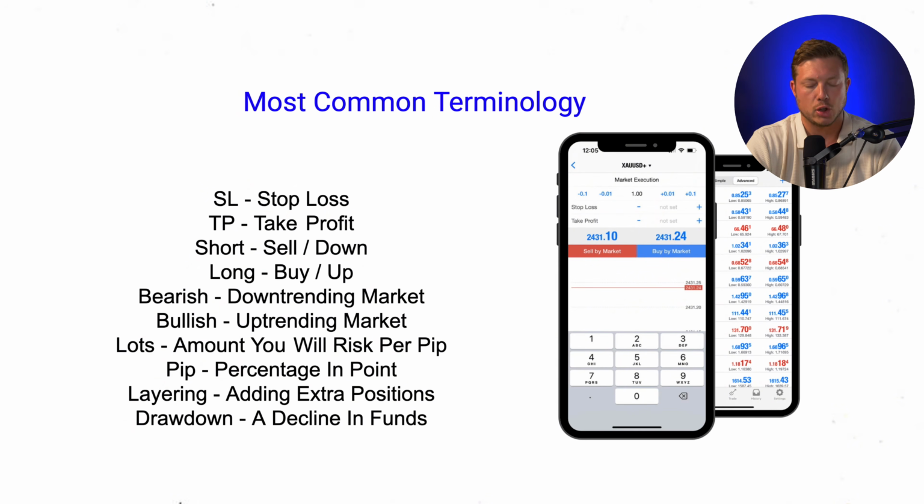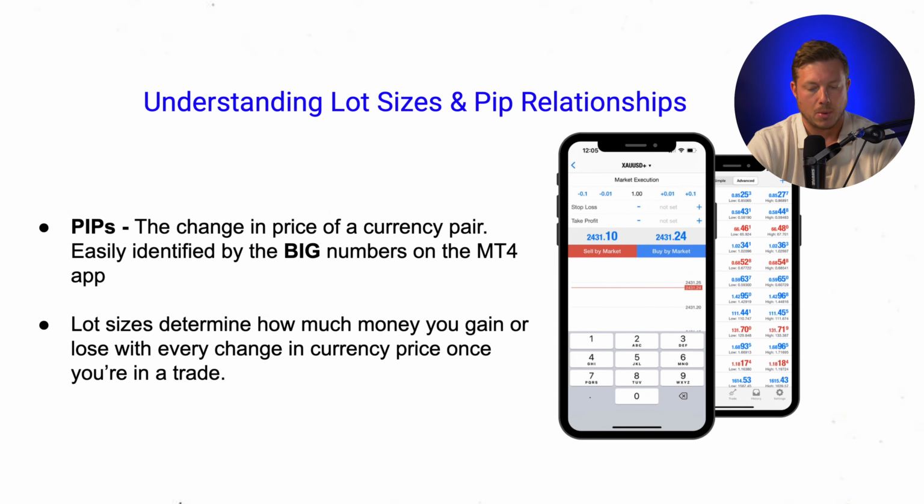The most common terminology is SL, which is stop loss, TP, which is take profit, short, which means sell or down, long, which means buy or up, bearish means a downtrending market, bullish means an uptrending market, and lots is the amount you will risk per pip. A pip is basically the percentage in point, which I'll explain in a minute. Layering is adding extra positions, and drawdown is a decline in funds. So all of these terminologies are what we will typically use inside the gold trading community, and we'll go through them a little bit more in depth.